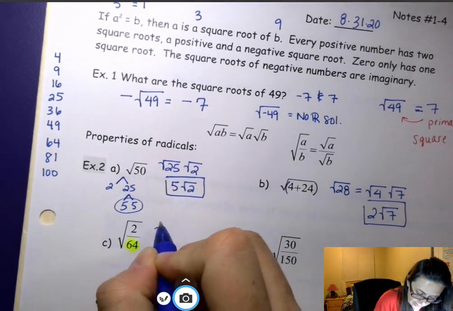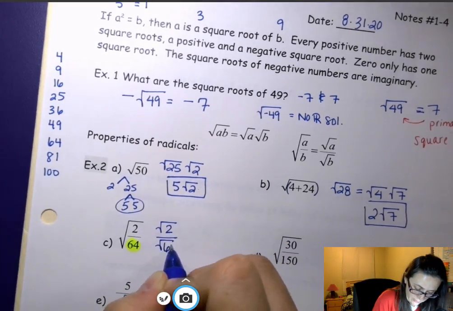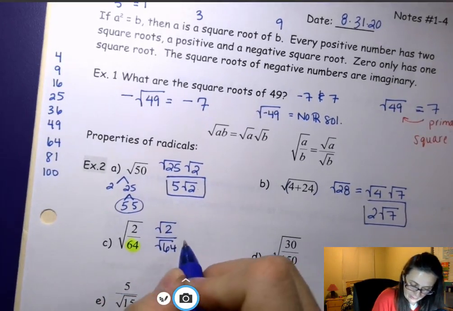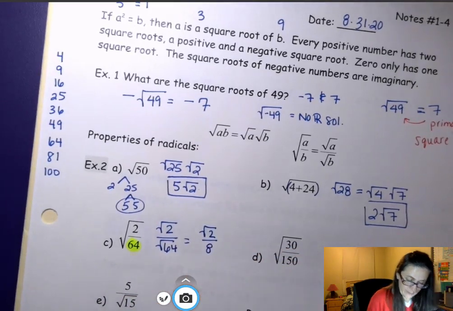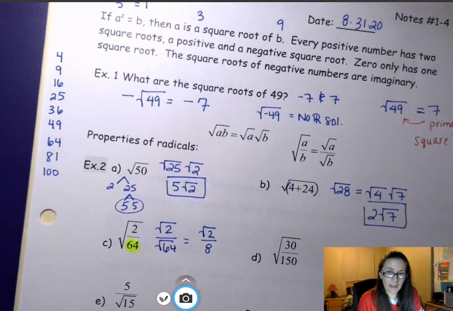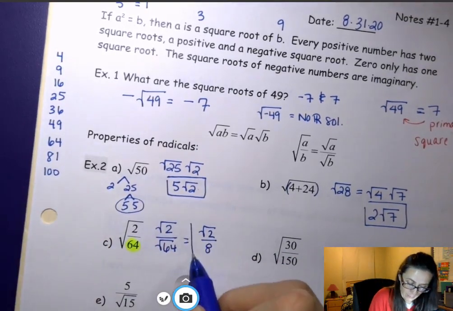I can write this. Remember, I can kind of distribute that root. Square root of 2 over square root of 64. I know the square root of 64. So I'm going to write square root of 2 over 8. I want to simplify that a little bit more, but one's under a radical and one's not. I cannot simplify. I am done.